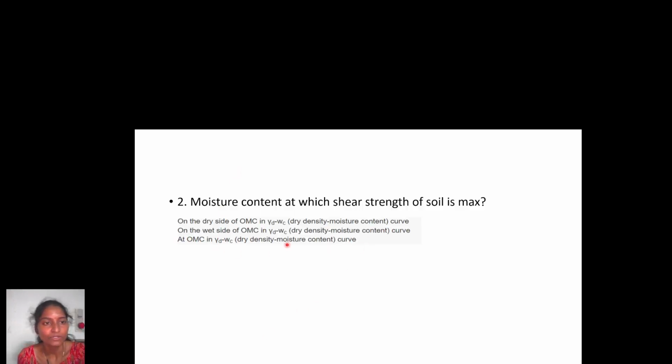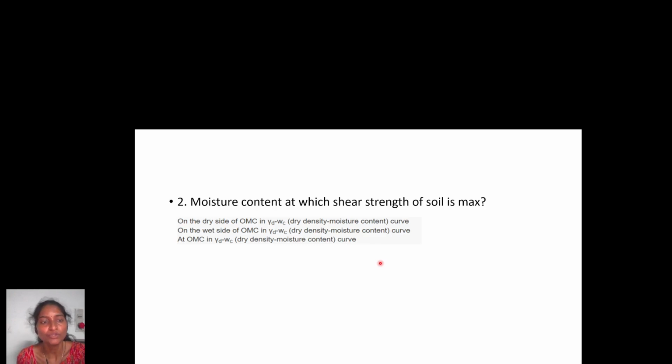The second question is the moisture content at which shear strength of soil is maximum. So they are not asking the moisture content at which dry density is maximum. We know that the optimum moisture content is the moisture content at which dry density is maximum. So there are two parts. One is the left side of OMC, another is the right side of OMC. Left side of OMC is called the dry side of OMC, right side is called the wet side.